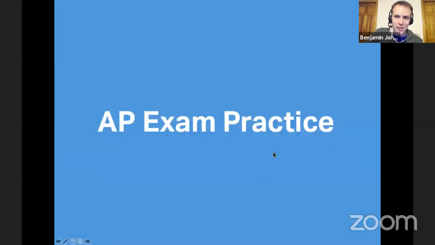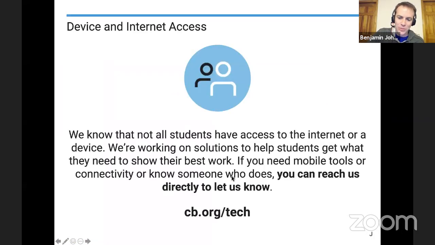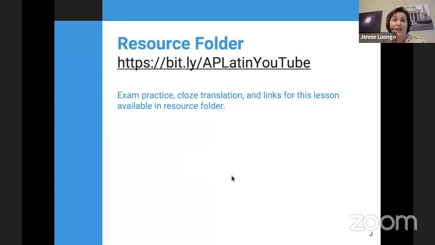Then we have our homework, our learning opportunity. This is going to be in the AP resource folder, the bit.ly link we'll show you at the end. Here we've talked about forms and ablatives. So we want you to identify these ablatives from the section from book 1, chapter 2, and translate each of them. There are 8 of them. Go to the folder, grab your homework, work on it, see how well you've mastered these ablatives. These kids are going to be so good at ablatives, Ben. I hope so. All right.